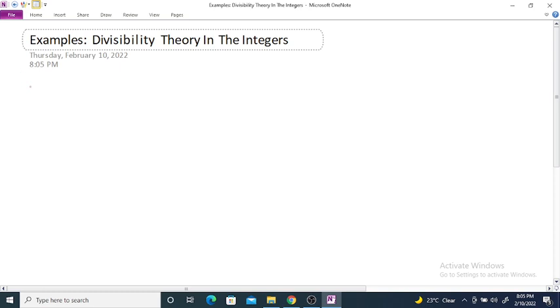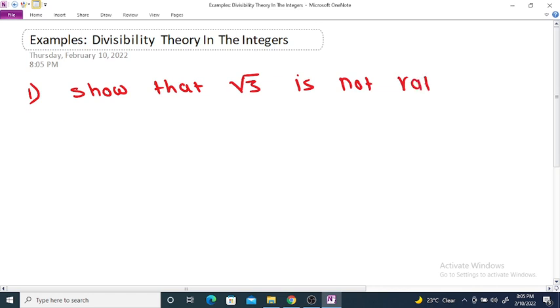Examples on divisibility theory in the integers. Example number 1: show that root 3 is not a rational number. Now prove it by using contradiction. That is, we assume here, suppose root 3 is a rational number.